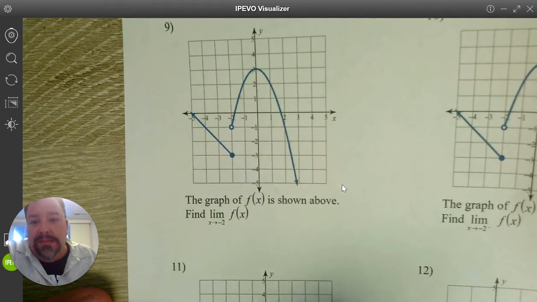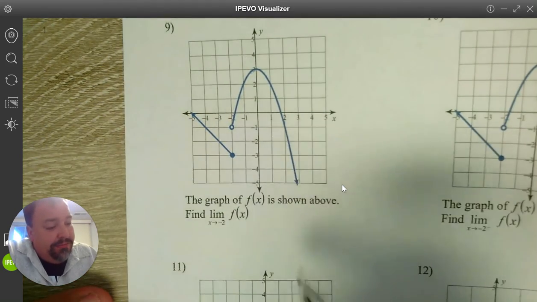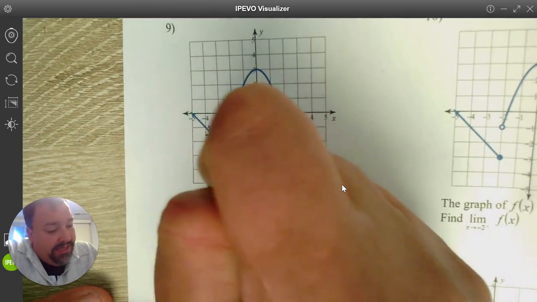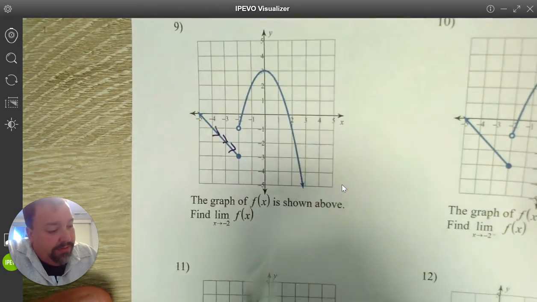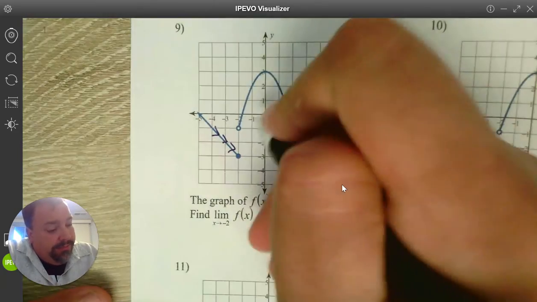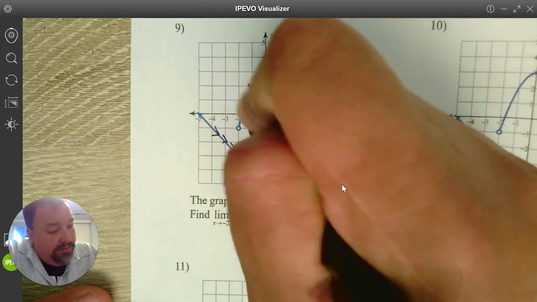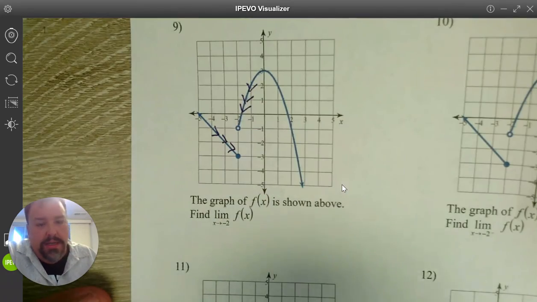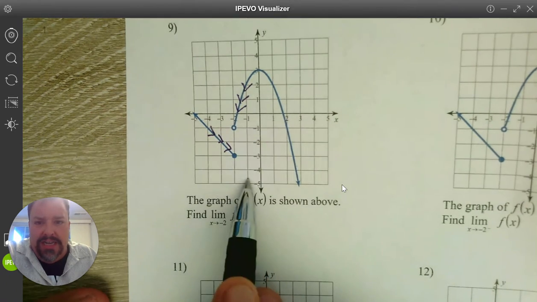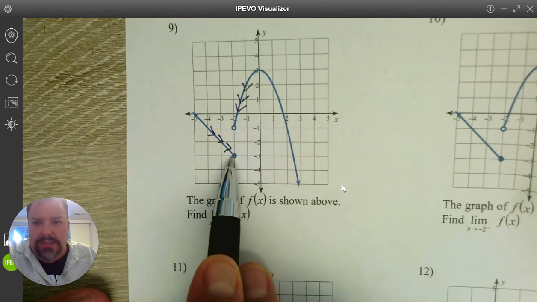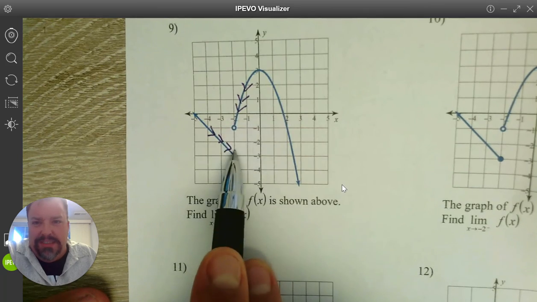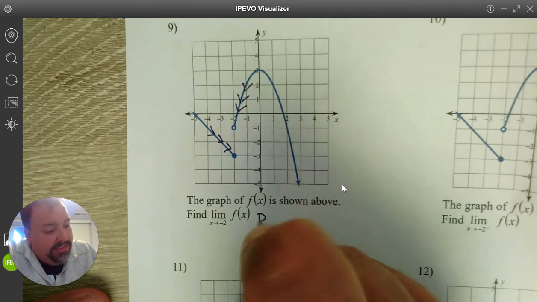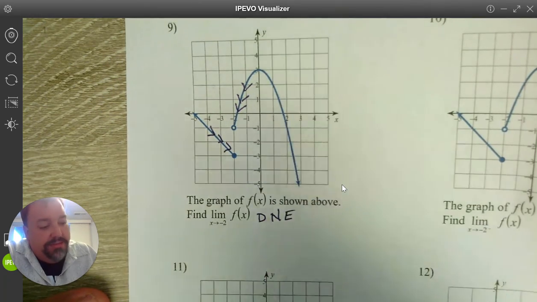Number 9, the limit as x approaches -2. So if we come from the left side of -2, we'd follow this trail. If we come from the right side, we would come down this way. Does it look like they're going to go to the same number? Absolutely not. So we got 2 different one-sided limits here. So this one does not exist.